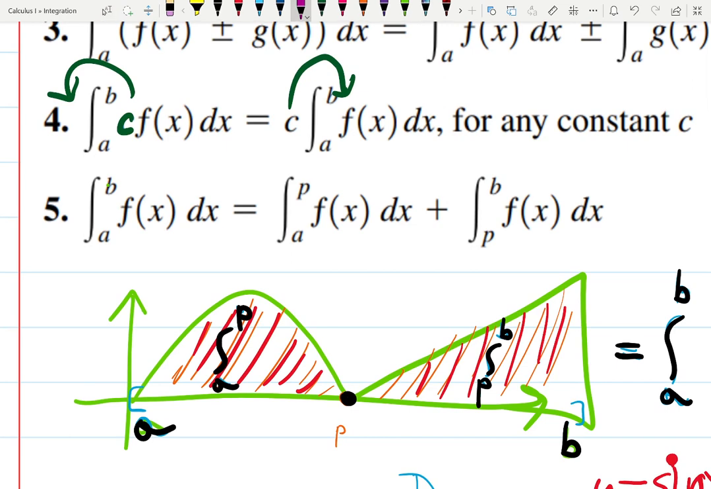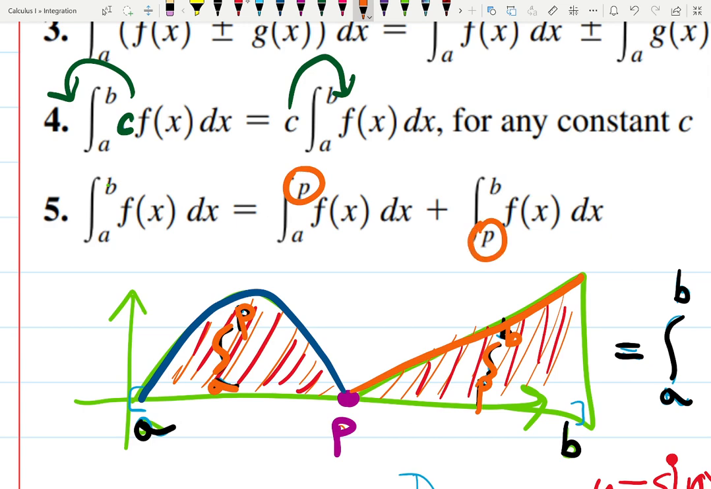And the fun one is the breaking point. From a to b, what if there's a nice point, p, where you're like, it would be nice to just find this integral first and then this integral after that. Can I do that? Yeah, those are areas. You'll still have the same area. It's just going to be from A to a new point P, and then from P to a new point B. So here it is. It's a gluing point.